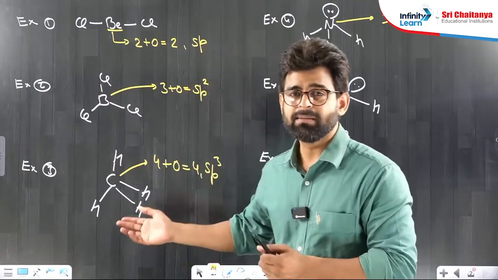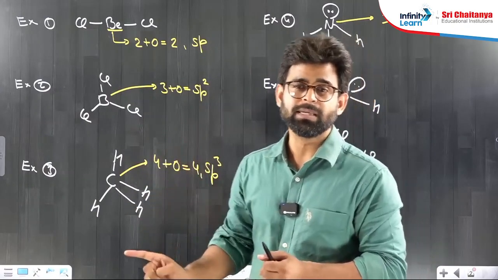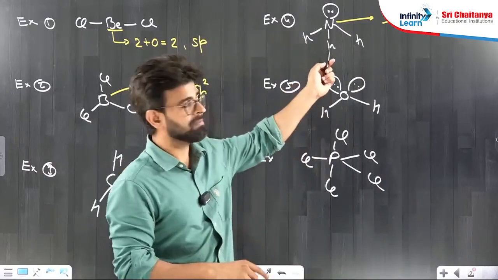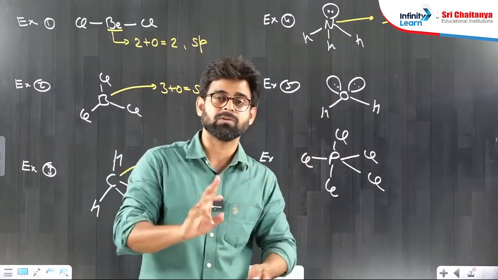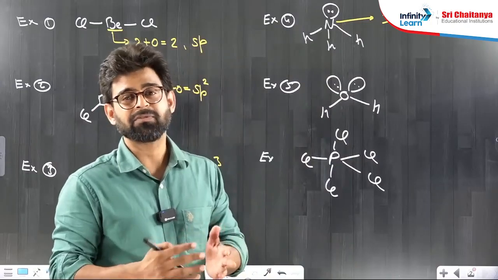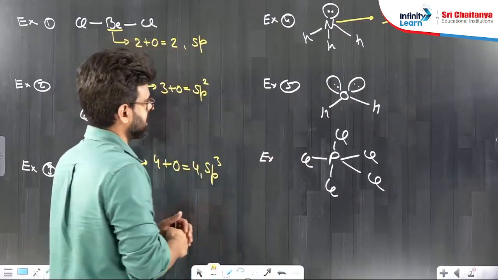Because here you can see this carbon is having 4 sigma bonds with 0 lone pair. It is sp3, and this nitrogen is also sp3, but it is having 3 sigma bonds and 1 lone pair. Their shape is different, but the hybridization is the same. We will discuss this part later.